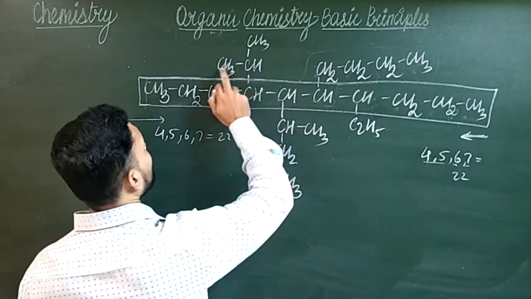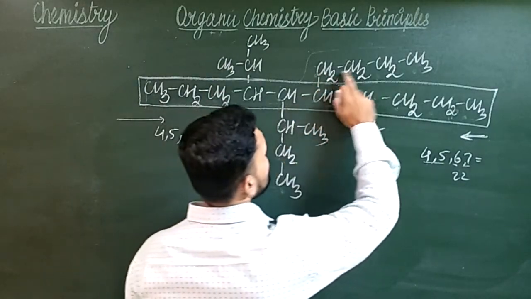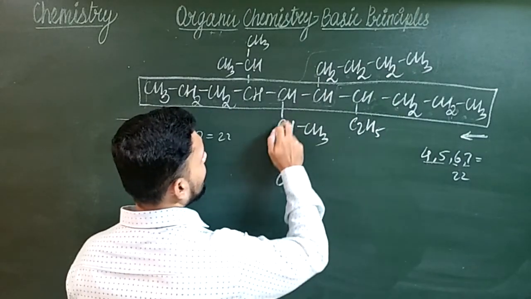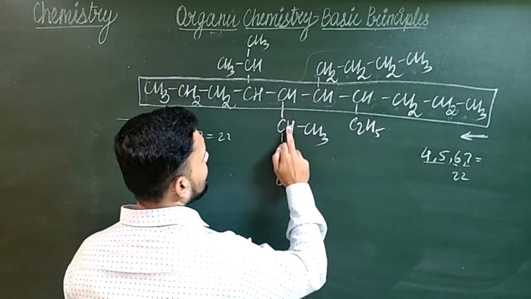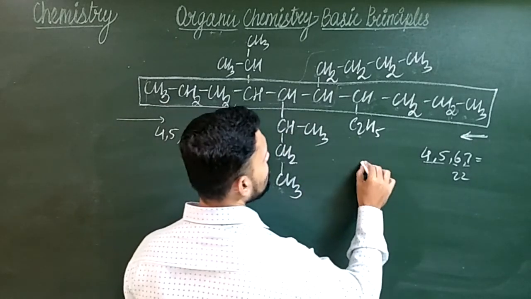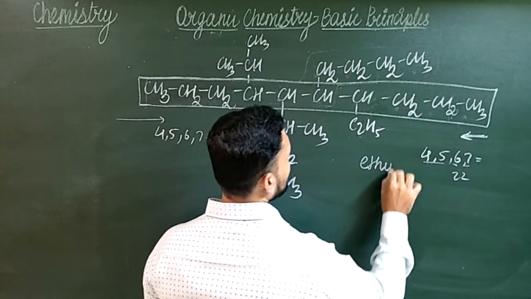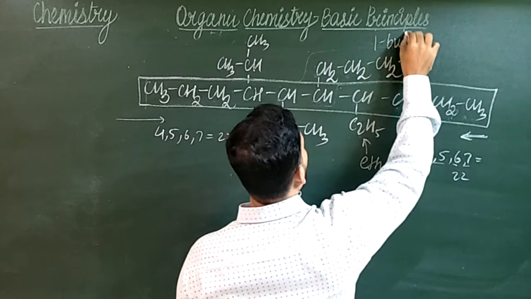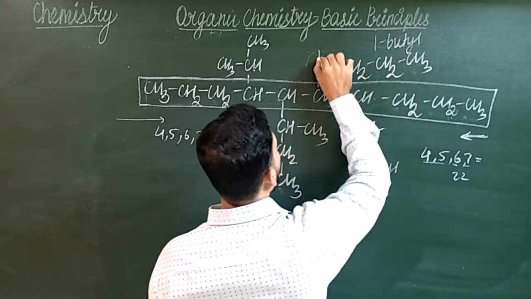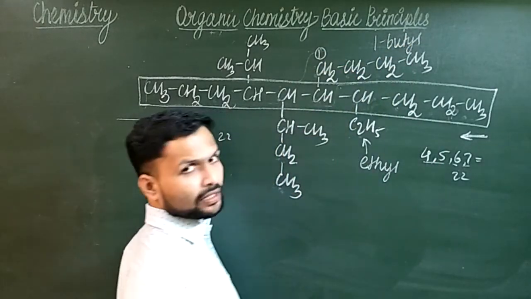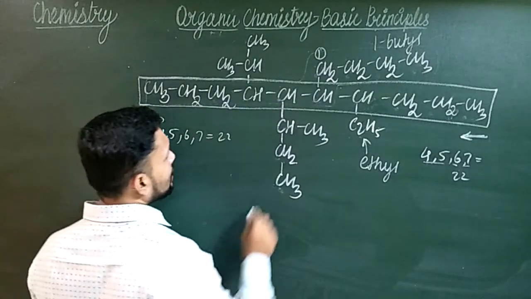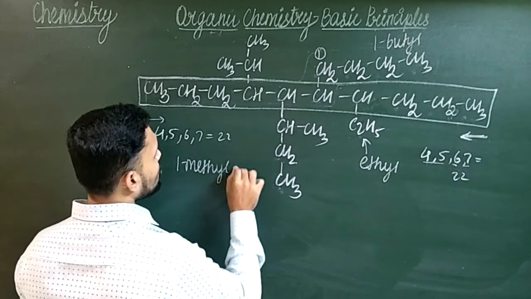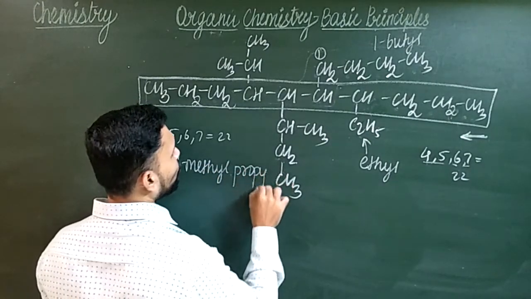Now this is 1-methyl 1-ethyl; this is 1-butyl, or simply n-butyl. This is ethyl, so this is E over here. The name of this branch is 1-butyl because the first carbon is attached to the parent chain, so I will write it as 1-butyl. This is 1-methylpropyl. So this branch would be named 1-methylpropyl.